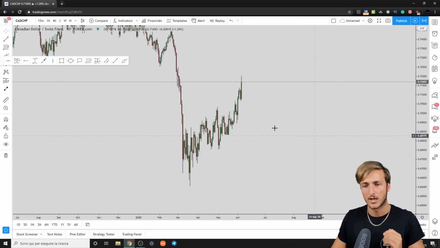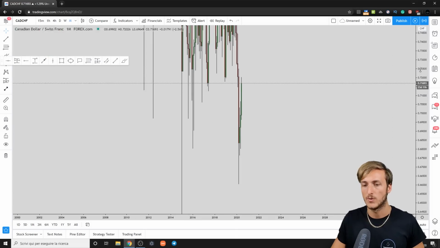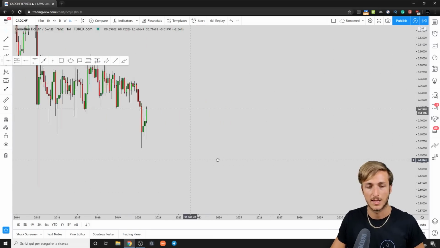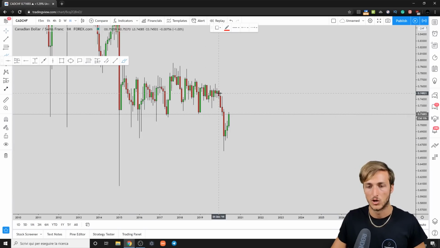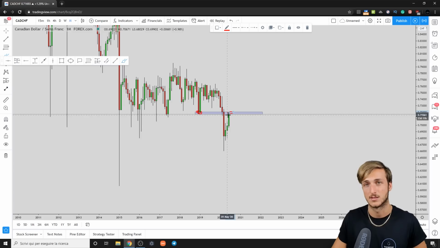So what kind of situation do we currently have on CAD/CHF, how can we be looking for a possible capitalizing opportunity on this pair. So let's start from the monthly time frame. Now on the monthly time frame, clearly the market has created a nice impulse to the downside, followed by a retracement. The retracement has reached the previous support here. It was support here, now turned resistance at this level. So from a monthly perspective, we have previous support turned resistance.